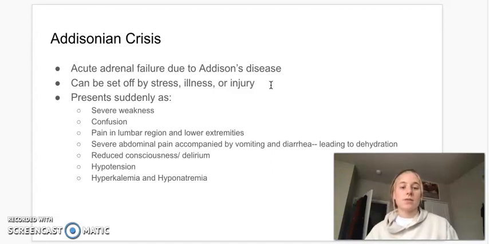And this crisis presents suddenly as severe weakness, confusion, pain in lumbar region and lower extremities, severe abdominal pain accompanied by vomiting and diarrhea, which leads to dehydration, reduced consciousness and delirium, hypotension, hyperkalemia, and hyponatremia. And again, this crisis is sudden. Usually what happens is there's bleeding into the adrenal glands, and that's what will cause an Addisonian crisis.